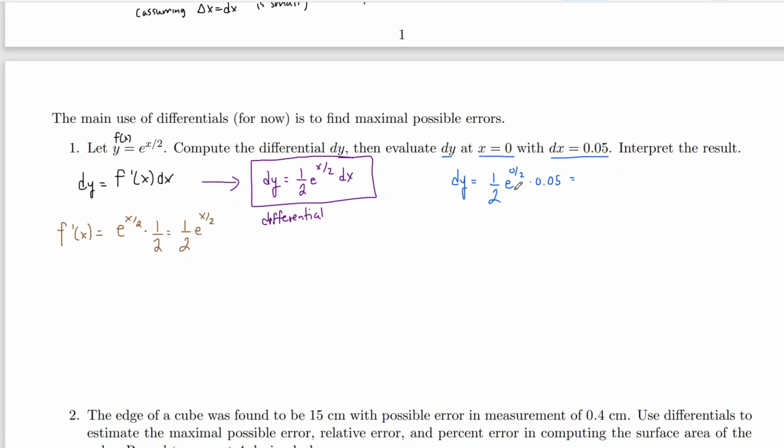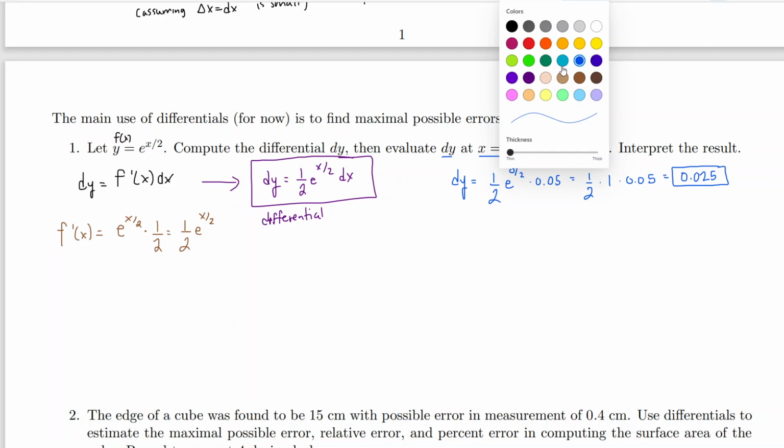All right, so what do we have here? We have 1/2 e to the 0 power. Anything to the 0 power is 1, up to a point. And then we have times 0.05. If you compute this out, 0.05 divided by 2 is 0.025. All right, so what this is saying is that dy, our differential at x equals 0 with dx equals 0.05, is 0.025. How do we interpret this?